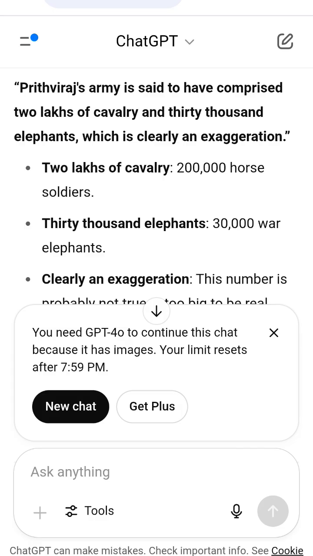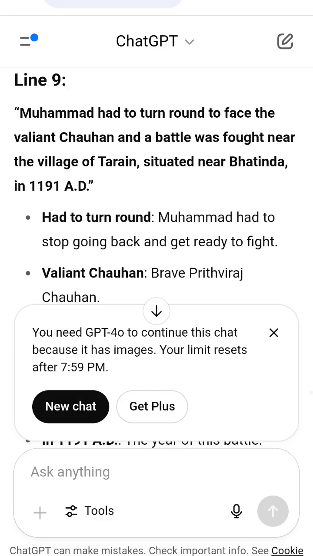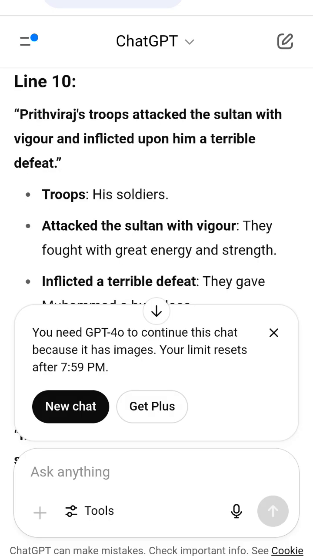What did Prithviraj do? As Muhammad was leaving, Prithviraj came with his army to take back the fort. His army met Muhammad's army near a village called Tarain, which is close to Bathinda. The year was 1191 CE. This became the First Battle of Tarain.